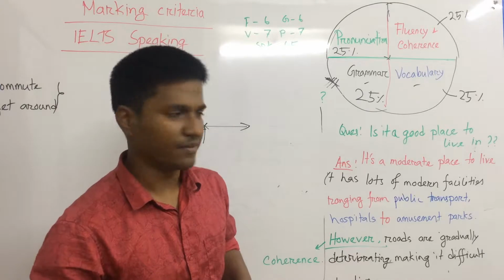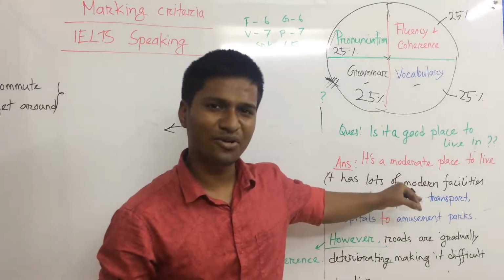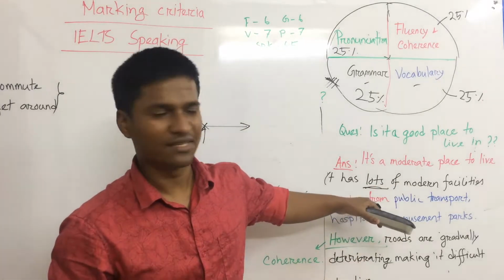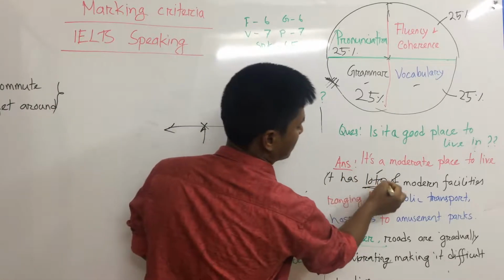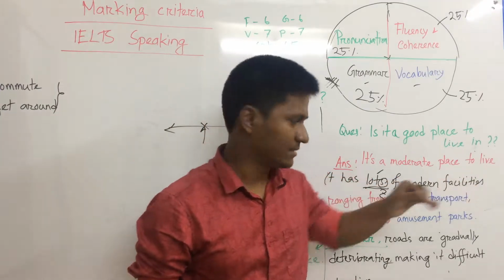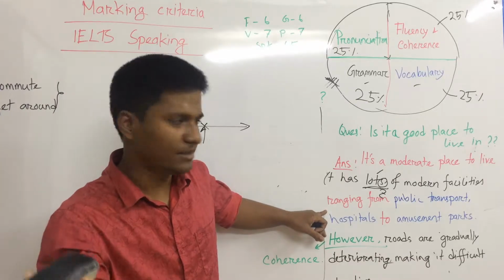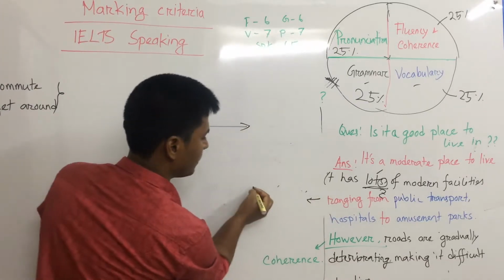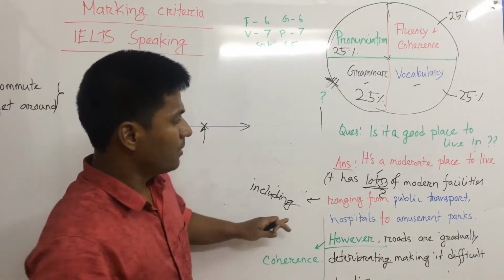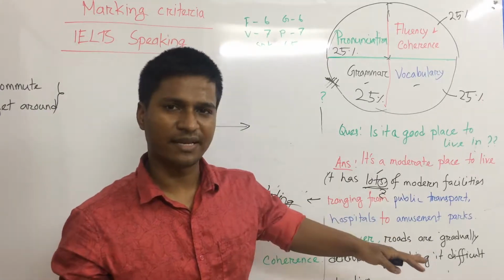it's a moderate place to live. It has lots of... Lots is the right pronunciation, not loads. Okay. Lots of modern facilities. Now, usually, what did you say? Including. It has lots of modern facilities, including public transport and something like that.